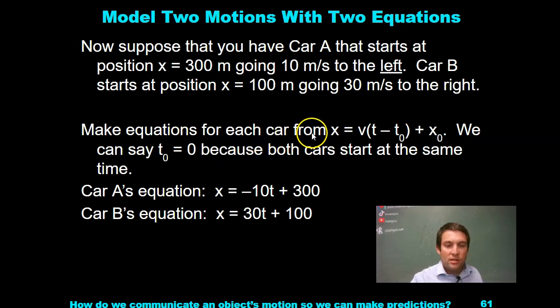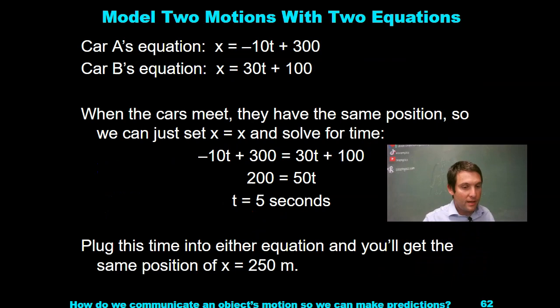Make equations for each using our position as a function of time equation. We can say that t naught equals 0 because both cars start at the same time. Car A's equation, x equals negative 10 times t plus 300, and car B's equation, x equals 30t plus 100. We're setting these two equal to each other, solving for time. Then, once we get our time to be 5 seconds, we'll plug it into car B's equation, just because it's all positive, and that's one less thing I've got to deal with. So 5 times 30 is 150, plus 100 is 250.